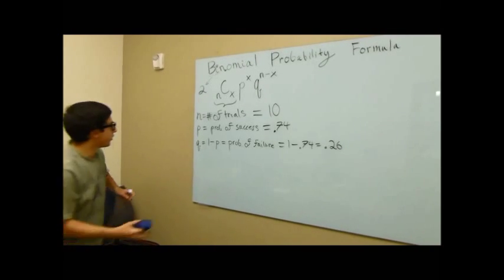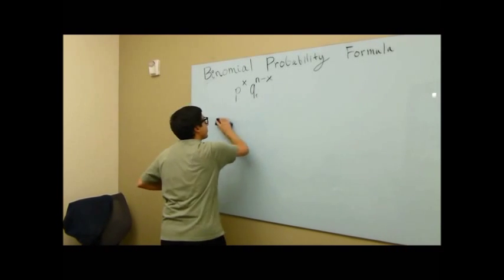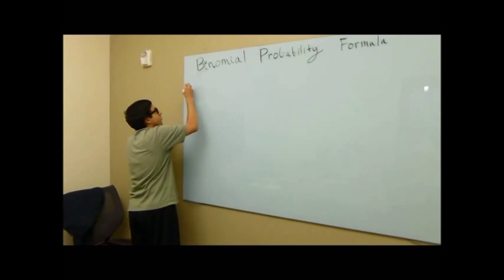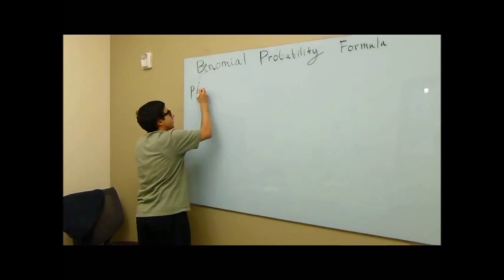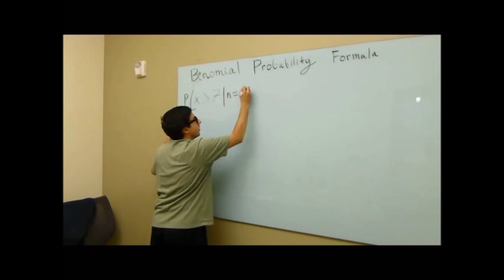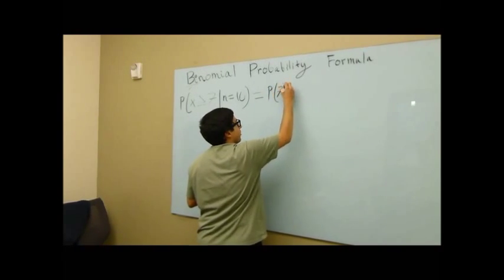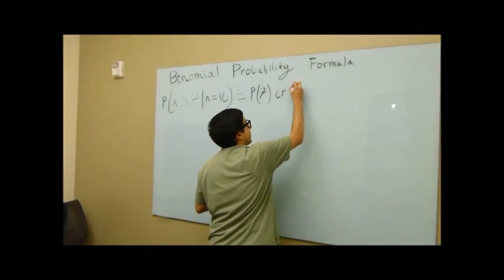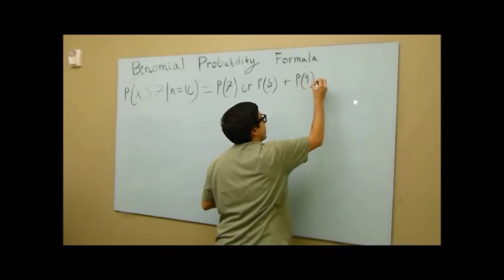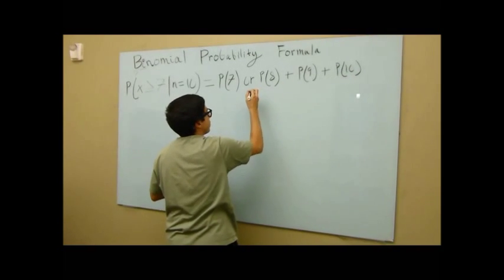And I'm just going to erase to get some space. So the question asks, what is the probability of at least 7 out of 10, which could be written like probability of x is greater than or equal to 7 given n equals 10, which would be similar to the probability that 7 seat occupants are wearing seatbelts, or the probability that 8 seat occupants are wearing seatbelts, or so on. Plus is just another way of saying or.